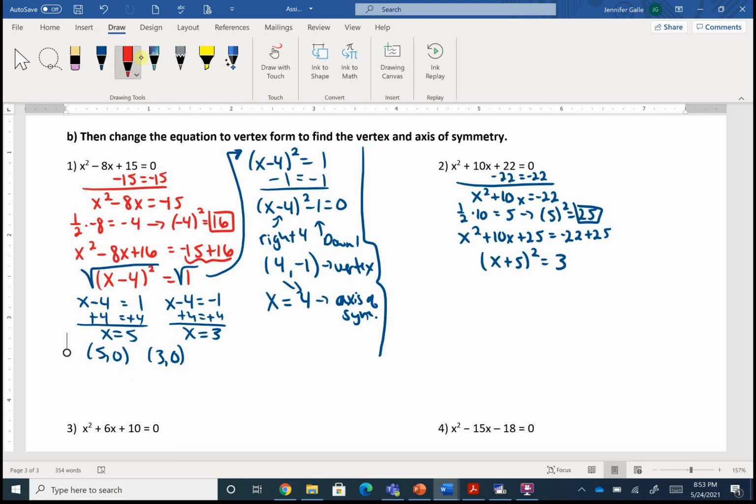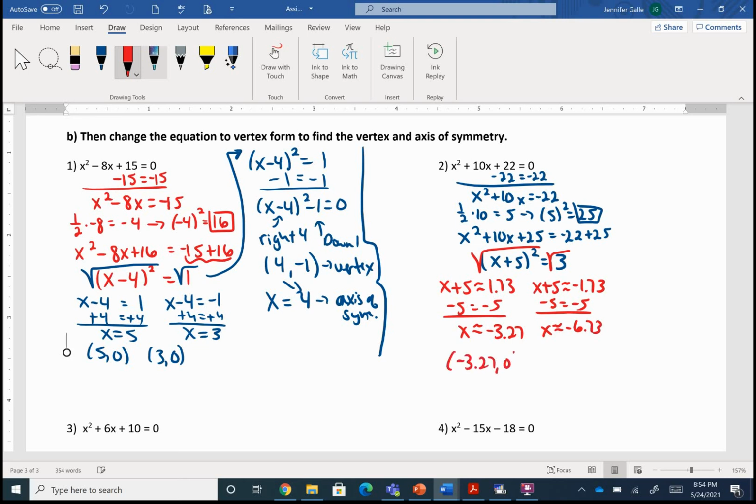To undo the square, we take the square root of both sides. Now in this case, the square root of 3 doesn't work out fantastic, so we're going to approximate that to 1.73. Our x plus 5 is approximately negative 1.73. Subtract 5. X is approximately negative 3.27. Subtract 5. X is approximately negative 6.73. So these would be roughly the two x-intercepts if we were to sketch a graph.